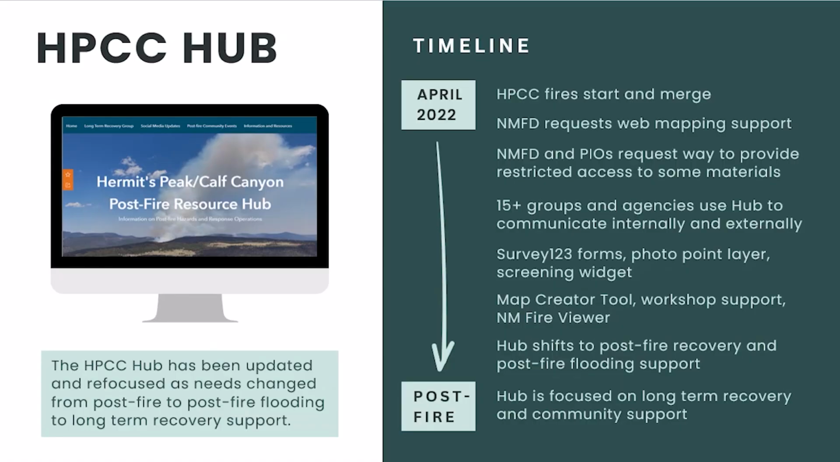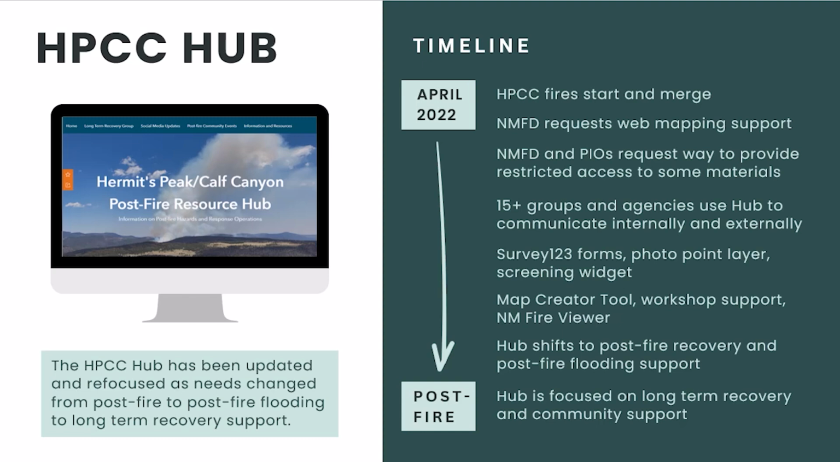Now for some background on how the Hermit's Peak Calf Canyon Hub was developed. In April 2022, the Hermit's Peak and Calf Canyon fires started separately and then merged. New Mexico Forestry Division were working with mostly hard copy and soft copy maps, but needed more interactive capabilities and came to NMFWRI for web mapping support. Specifically, they and the public information officers needed a way to share restricted information in a more efficient way than just emailing back and forth, and we were able to accommodate this through restricted pages and hub accounts.